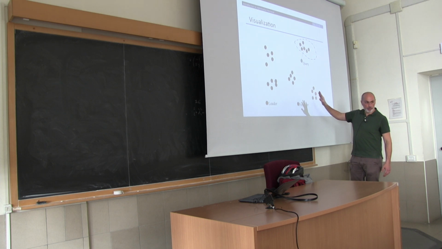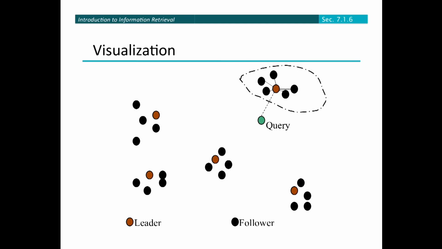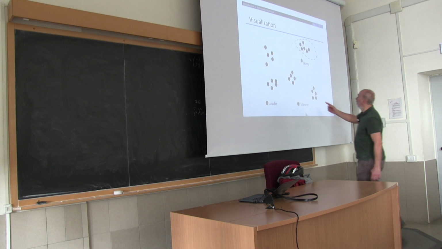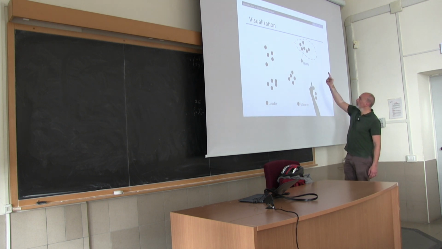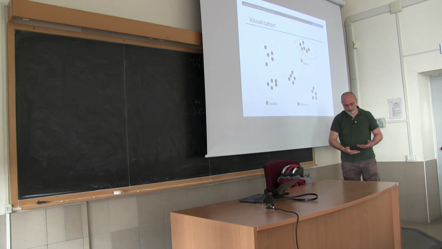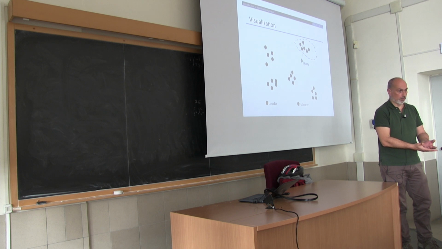So, what is the idea behind this? If you have a picture like this, you sample a subset of points, of documents, which we call leaders. Normally, something in the order of square root of the number of documents is a good choice. Then you associate every document to the closest leader, and whenever you get a query, the query is just compared in terms of cosine similarity with the leaders. Once you have found the nearest leader, you just return the followers of that leader.